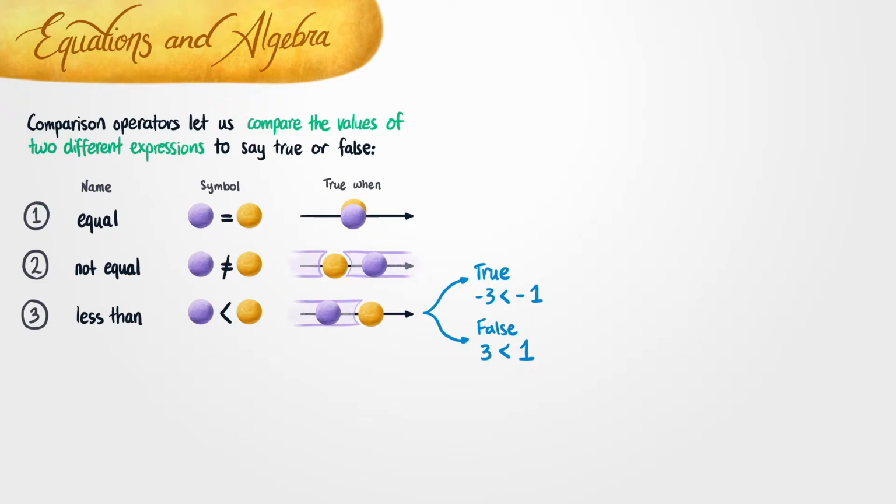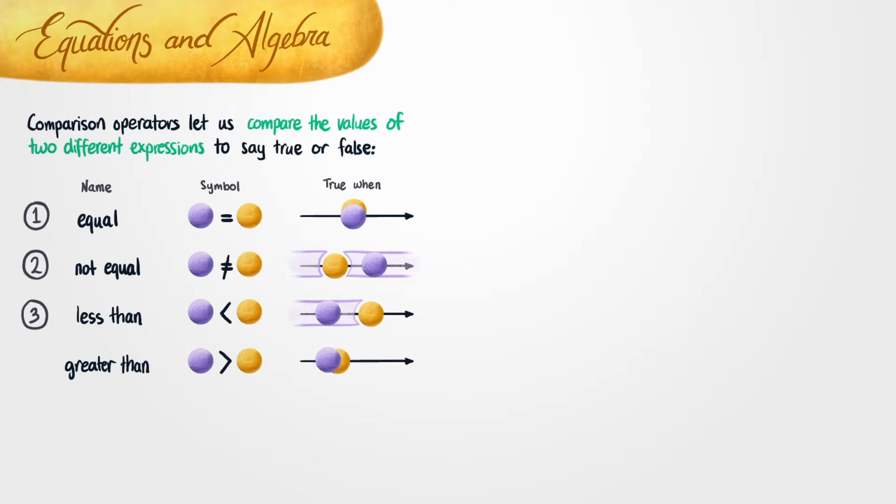On the other hand, however, we would say that 3 is actually bigger than 1. So 3 is less than 1 is definitely a false statement. Now the next operator to talk about is the greater than operator. And it's going to be true anytime the left is actually larger in size than the right-hand side.